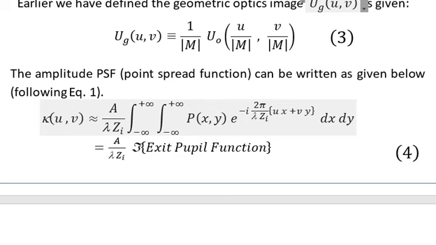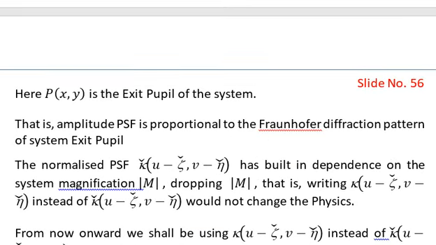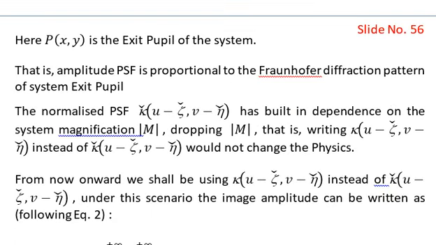And you know that for a single lens, p of xy is the entrance pupil as well as the exit pupil as well as the limiting aperture or the physical aperture of the system. So for a single lens p of xy stands for all three apertures. As mentioned earlier, we shall be using the exit pupil. So kappa is equal to a over lambda zi multiplied by the Fourier transform of the exit pupil function as given in equation number 4. So here p of xy is the exit pupil we are considering.